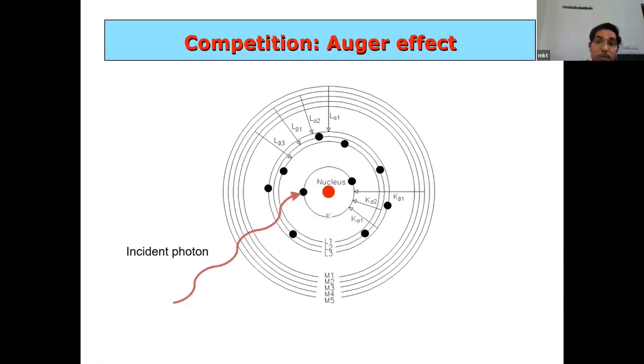And the second process, because there are different competitive processes also. The Auger electron process, the Auger effect, can also occur. Again an incident photon is coming. It hits the inner shell electron. The vacancy is again created by the absence of the photoelectron, and an electron from the upper shell jumps into the inner shell vacancy. The difference of energy is released as a photon.